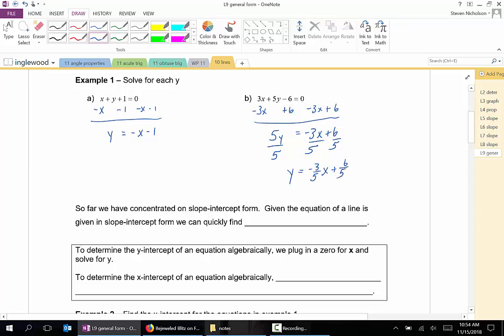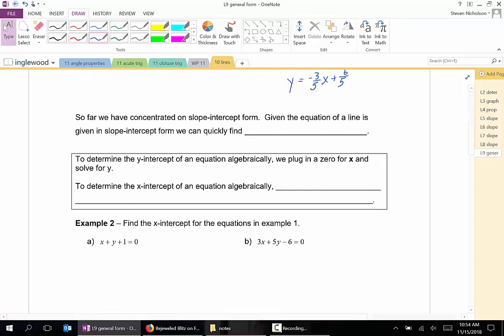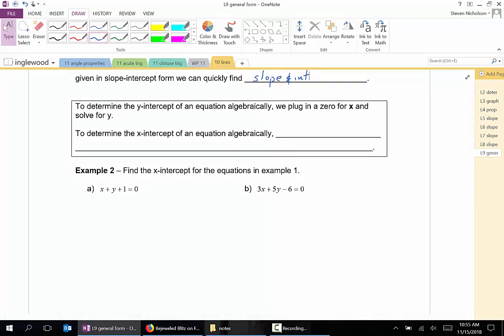And again, when we have something that looks like that, it's really easy to find the slope and the y-intercept quickly. So that's what we did the other day. And again, it is a really nice form of a line, but it gets a little bit more difficult when we have fractions. Now, I just want to remind you of algebraically how to find the x and y-intercept. To determine the y-intercept algebraically, we just plug in 0 for x and solve for y. And to determine the x-intercept of an equation algebraically, we do the same, except we plug in 0 for y.